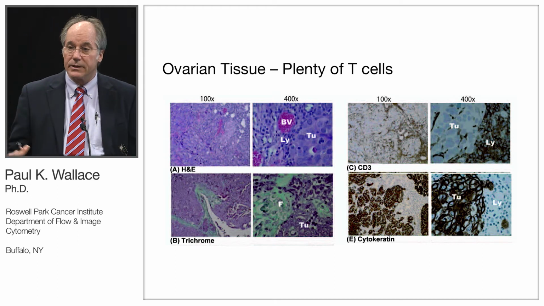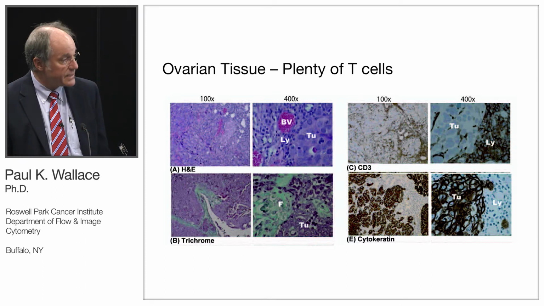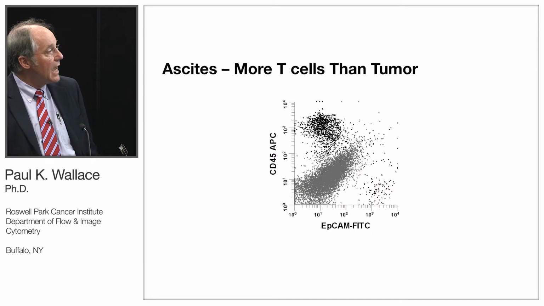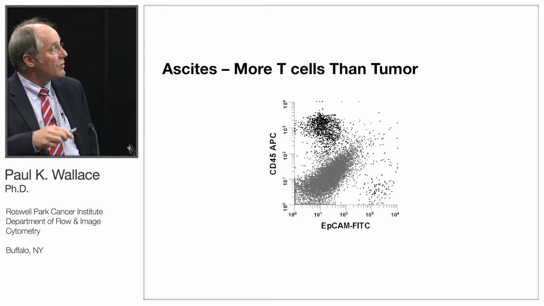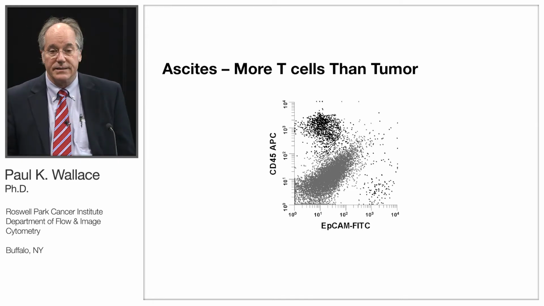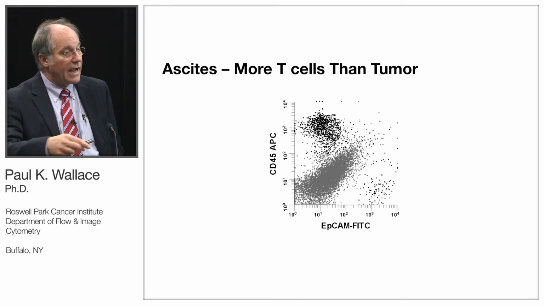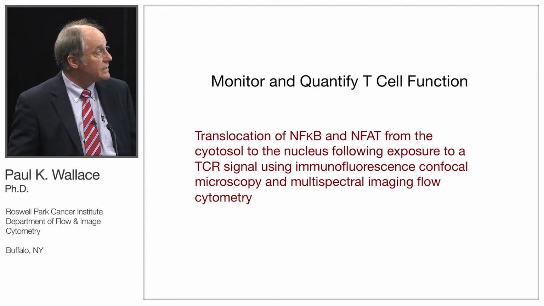And I think if we were to look at a variety of different tumors, we would certainly see the same type of thing. In fact, if you look at it by flow and you look at EpCAM versus CD45, there's probably more leukocytes here than there are actual tumor cells. So there are quite a few leukocytes.